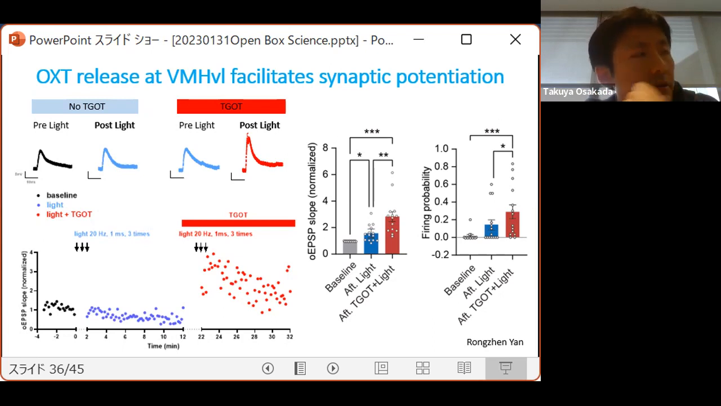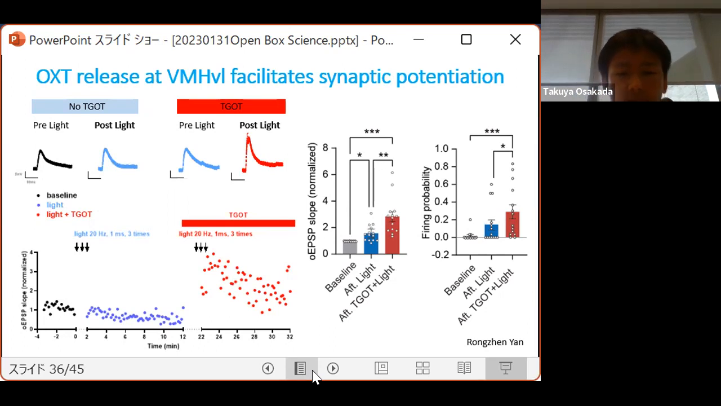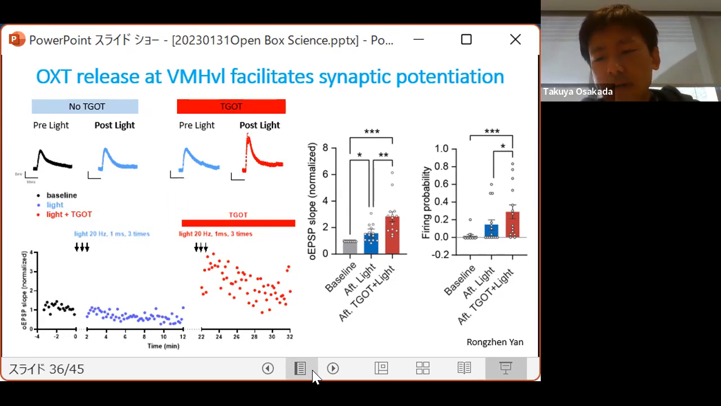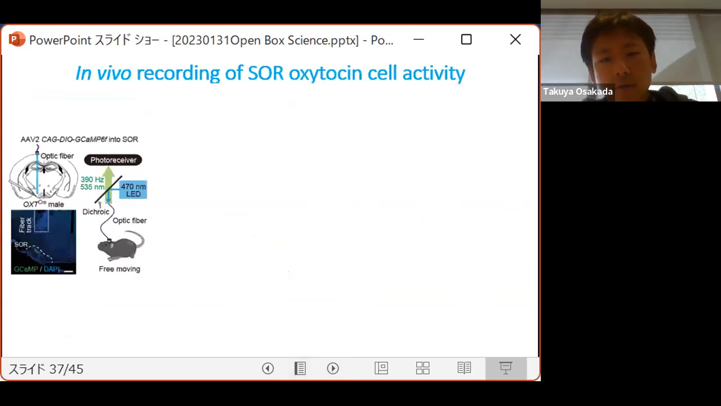This paradigm mimics when animals encounter aggressors; there should be a mechanism of LTP working for prompt avoidance behaviors. Okay, the last part is neural recording and the functional work on the SOR oxytocin expressing, oxytocin releasing population. Here is GCaMP in the SOR, using oxytocin-Cre with a GCaMP expressing virus.